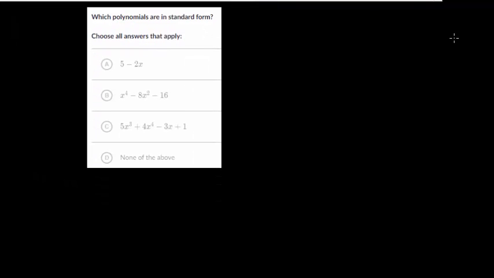Now, we again have a question where we're looking for standard form. And notice this first one, they do the constant first and then the linear term. So it should be the other way around. It should be minus 2x plus 5. This would be in standard form. Now this one is in standard form because it's a 4th degree, so the highest power is first, and then it goes in descending order.